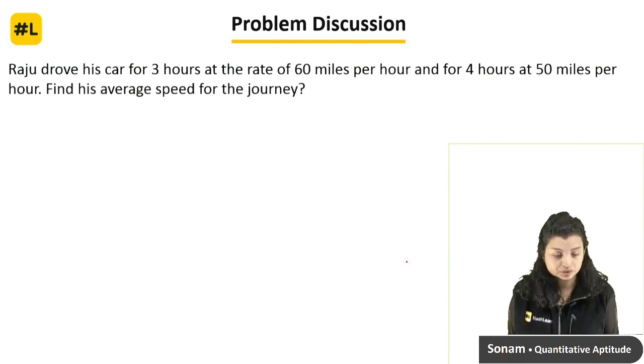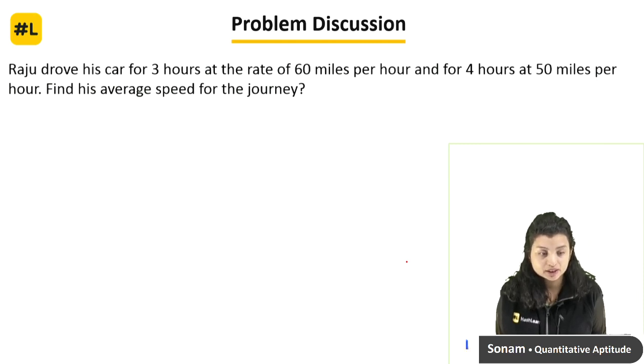Okay, try one last question. This is the last question for the class. Raju drove his car for 3 hours at a rate of 60 miles per hour and for 4 hours at 50 miles per hour. Find the average speed for the journey. Now tell me one thing: is the distance traveled the same in the question?